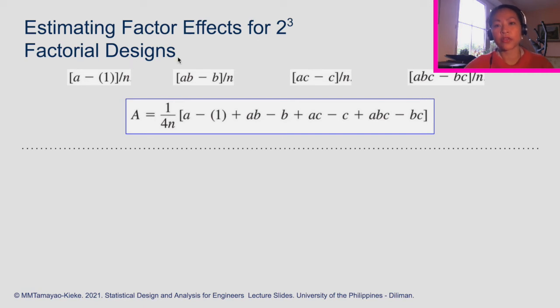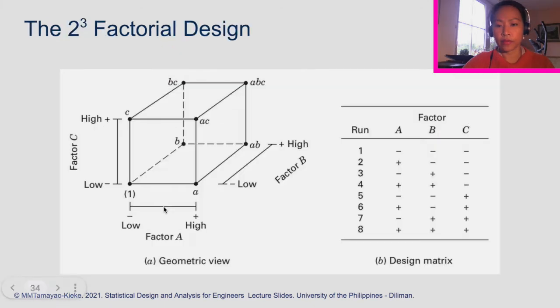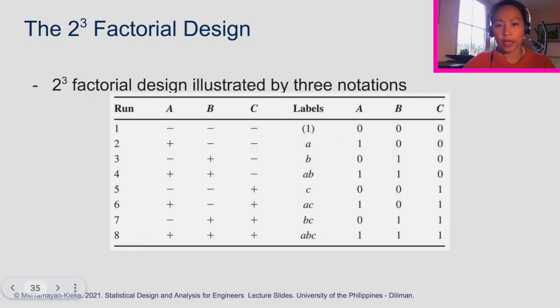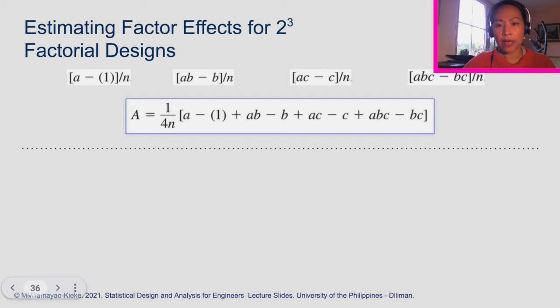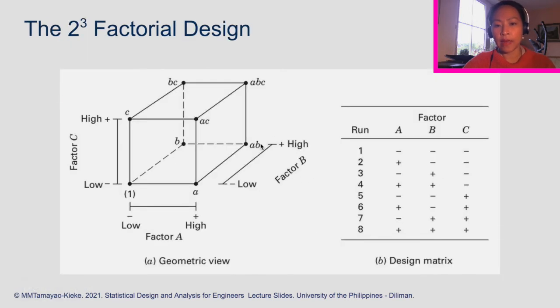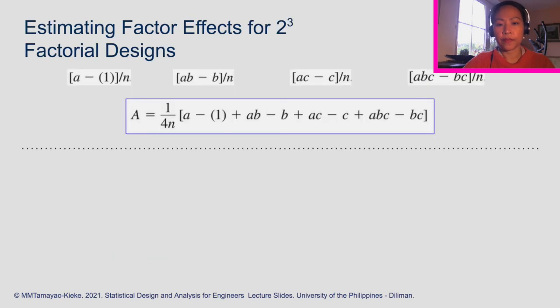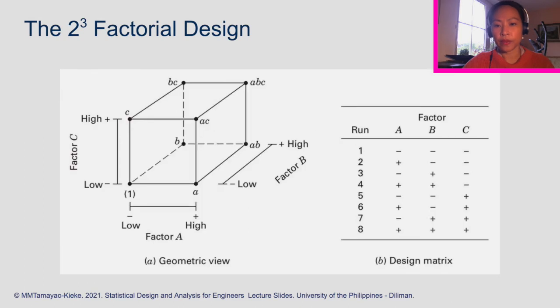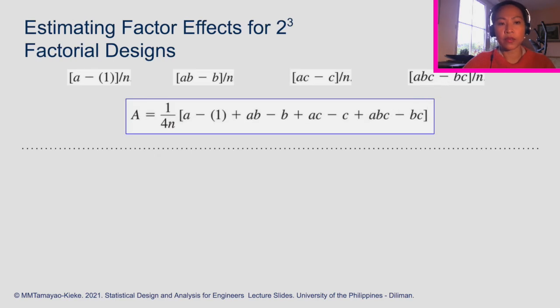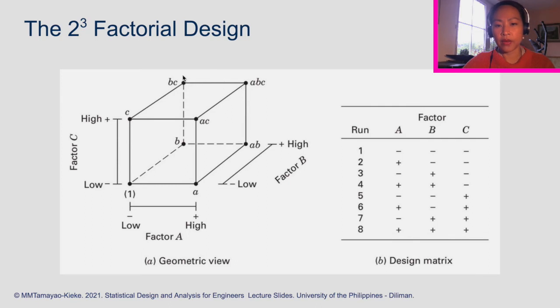Now, to estimate the factor effects for a 2 to the 3 factorial design, similarly, we can get the contrast and divide that by 4 times n. So we basically get the difference between the sums of observations: AB minus B, AC minus C, and ABC minus BC.